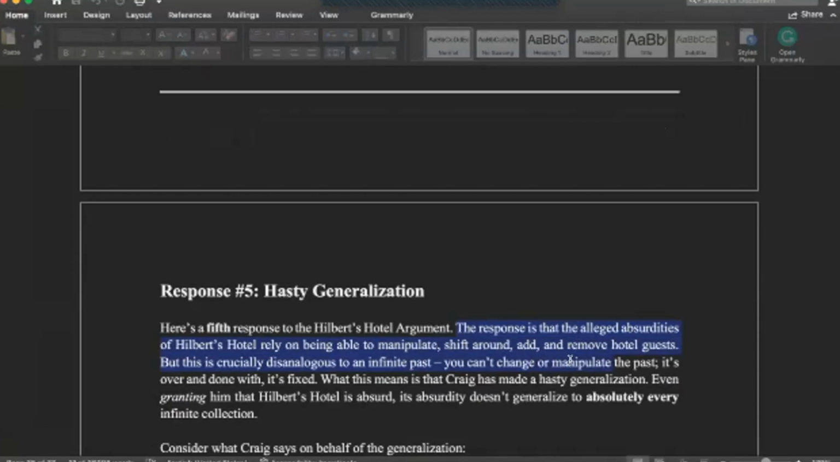But this is crucially disanalogous to an infinite past. You can't change or manipulate the past. It's over and done with. It's fixed. And what this means is that Craig has made a hasty generalization. Even granting him that Hilbert's Hotel is absurd and impossible, its absurdity doesn't generalize to absolutely every infinite collection.